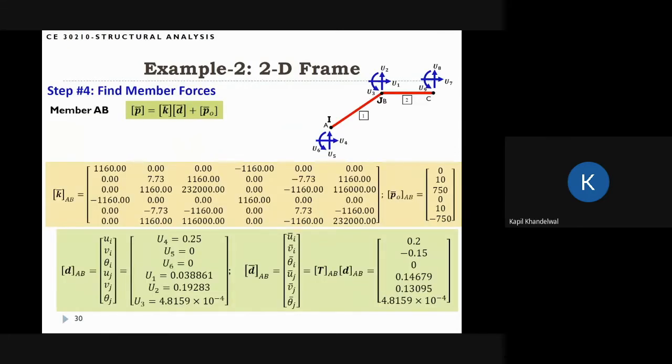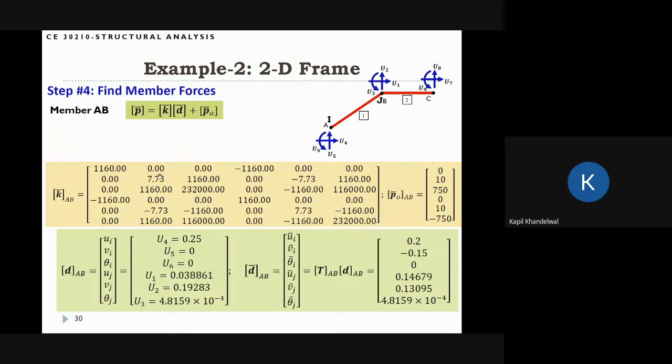And then we want to go ahead and find the member forces. And now we have to be very careful in finding the member forces, especially for the inclined members, because we want to find the member forces in the local coordinate system. So for member AB, A node was the I node, B was the J node. And we can find the stiffness matrix for this member. In the local coordinate system, this is just a beam stiffness matrix.